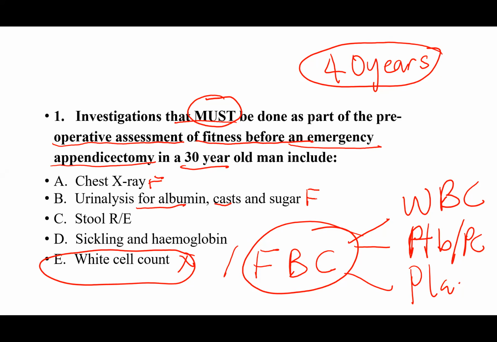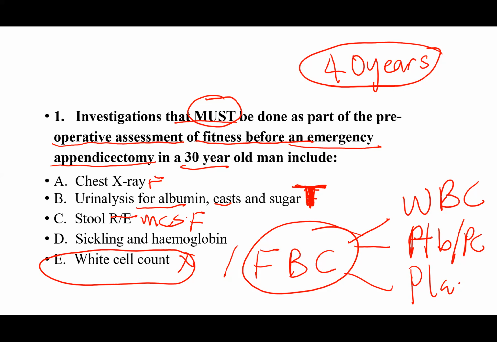Then stool MCS. True or false? So B is true. Are we together? Yes, sir. What of C? False. Excellent. Sickling and hemoglobin. False. Why is it false? No, sir, it's true. Sickling and hemoglobin is true. Why is it true?